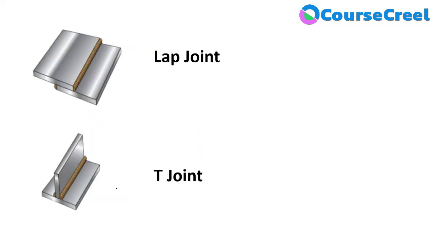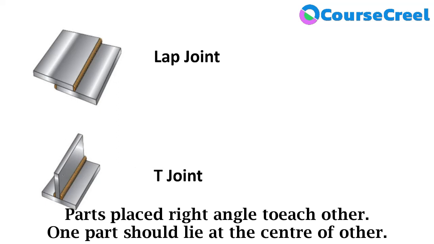Now let's see another type of joint. It is called T-joint. So here, as per the name, the two parts should be placed in the shape of T. T-joints we can define when two parts are placed at right angle to each other and one part lies at the center of the other. So it should look like a letter T.